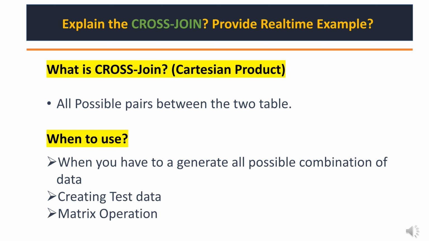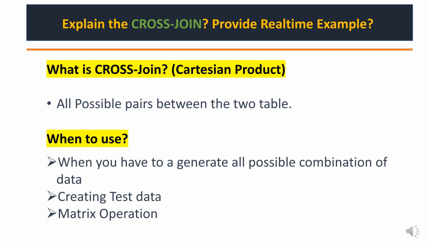Explain the cross join and provide a real-time example. So guys, cross join is used when you want to combine every row from the first table with every row from the second table. And if the interviewer asks you when to use a cross join, then you can tell them when you have to generate all possible combinations of data. Also, it can be used when you are testing or for debugging purposes and need a large data set. That time cross join can help you create data with all possible combinations, and you can use this data to cover all your possible test scenarios.